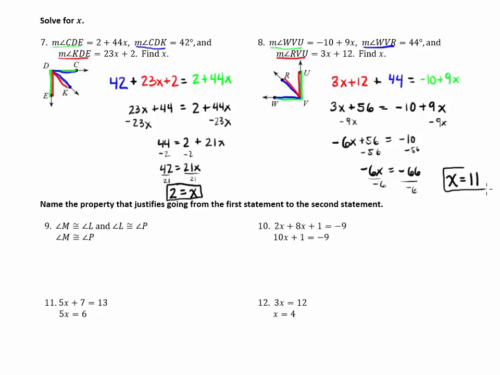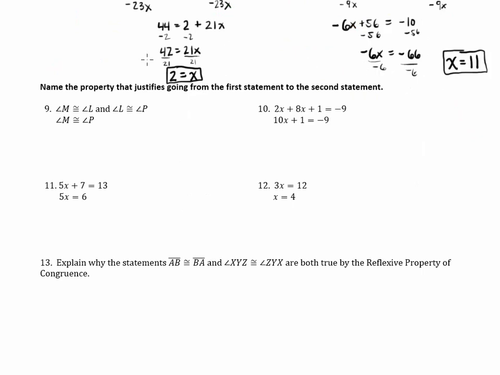All right, let's come down here to 9, 10, 11, and 12. It says, name the property that justifies going from the first statement to the second statement. So let's see on number 9. So we say that the angle M is congruent to angle L. That means they're the same size and shape, okay? And we know that L is congruent to angle P. So how can we therefore say that angle M and angle P have to be the same size?